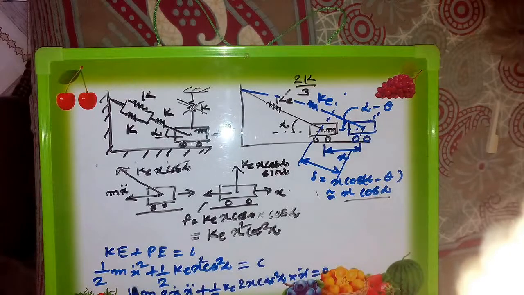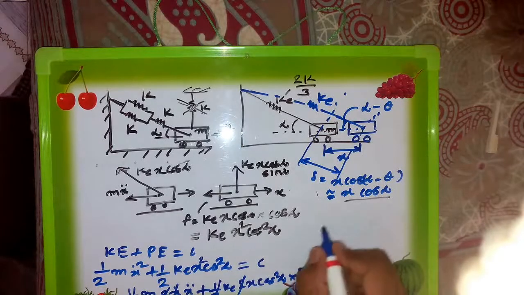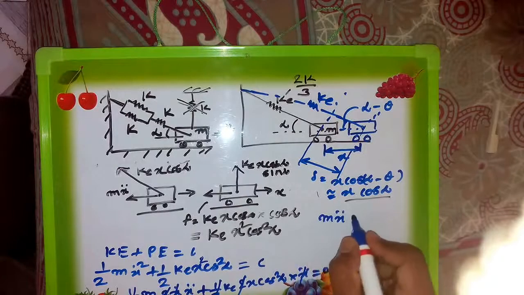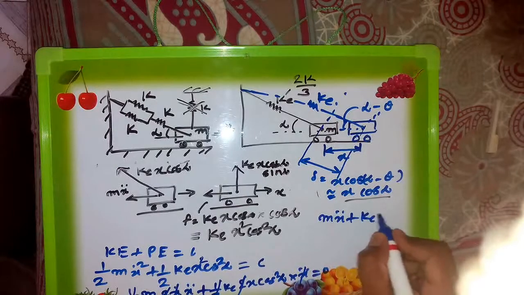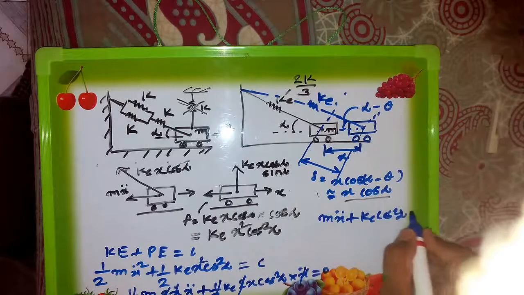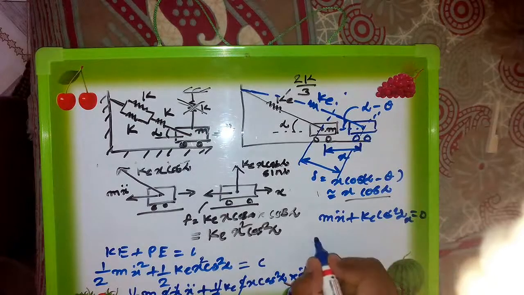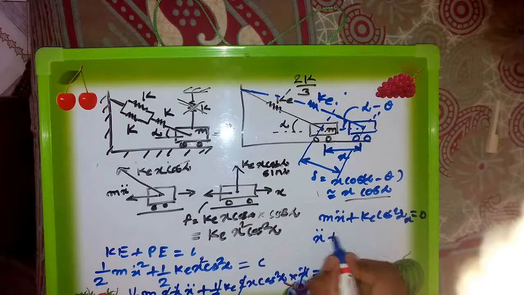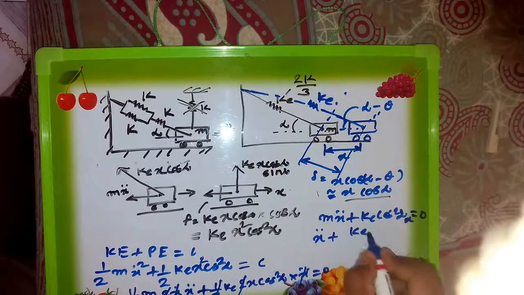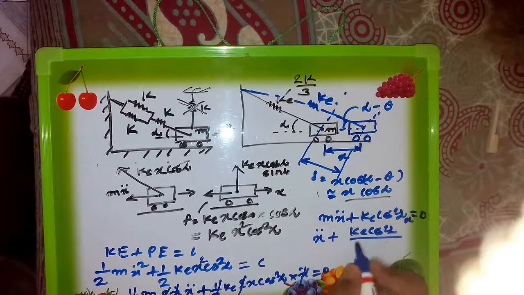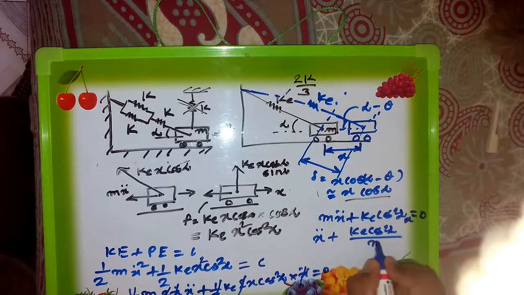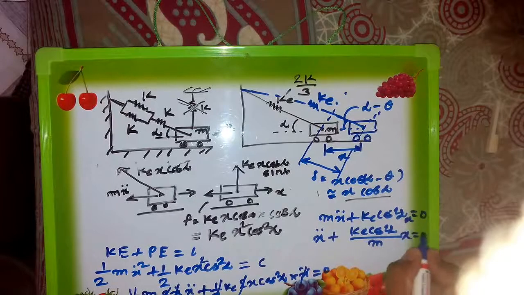If we simplify it, then this 1/2 and this 1/2 will get cancelled out. This x dot, 2x dot, this again 2x, and again this x dot will get cancelled out. So finally what I get is m into x double dot plus k equivalent into cos squared alpha into x, that is equal to 0. So if you convert it, x double dot plus k equivalent into cos squared alpha upon m into x should be equal to 0.